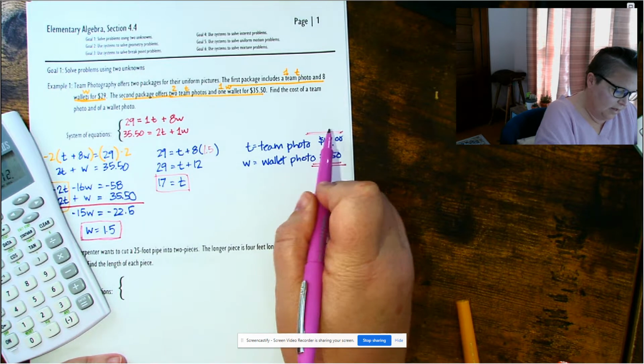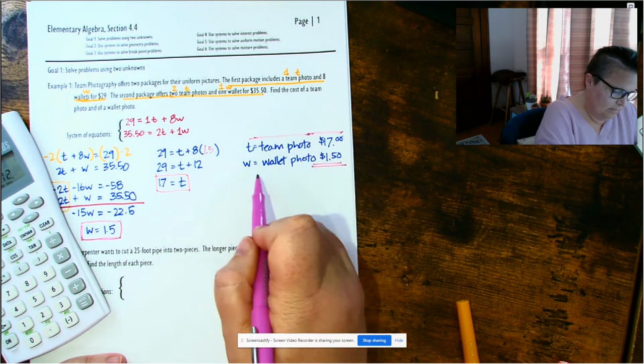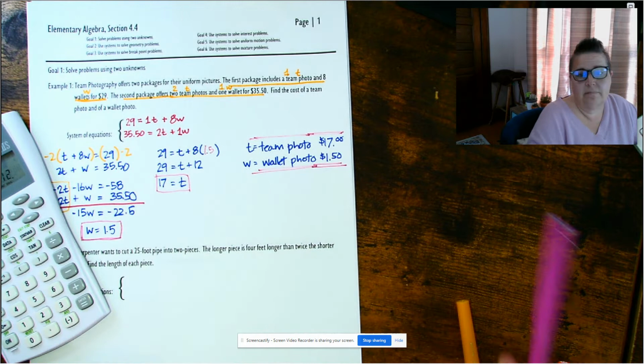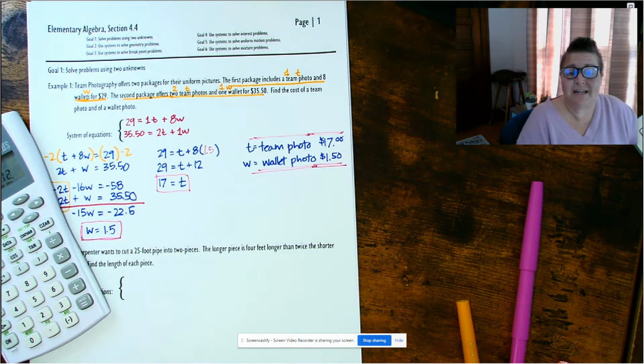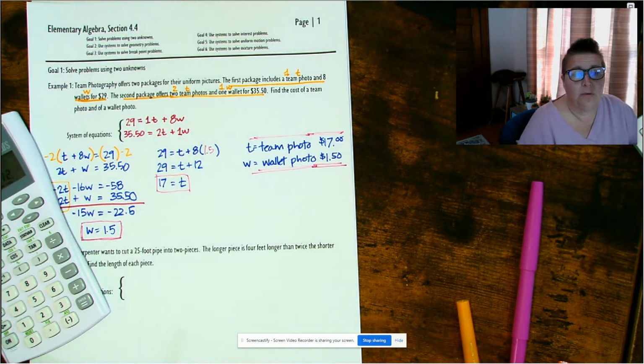Yes, I've got it. Okay, that would be my answer. $17 for a team photo and $1.50 for a wallet photo.